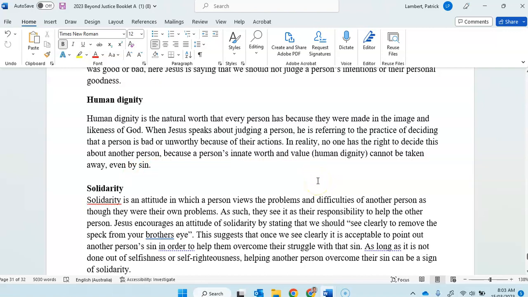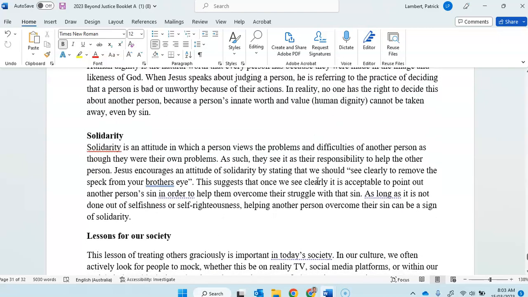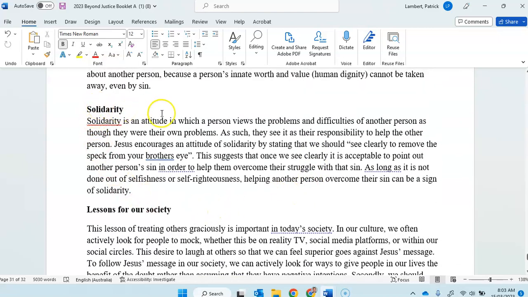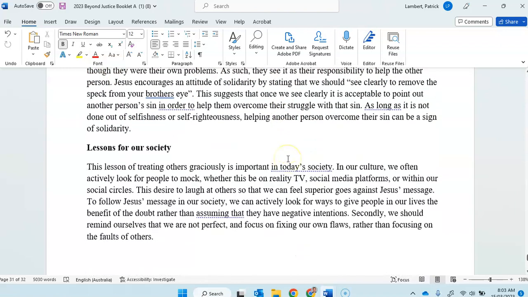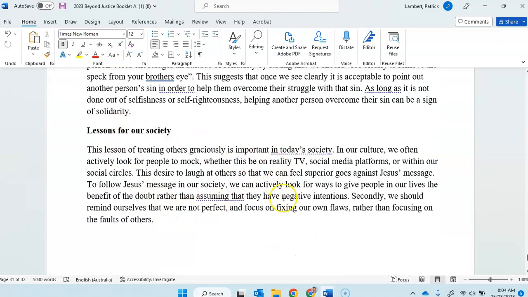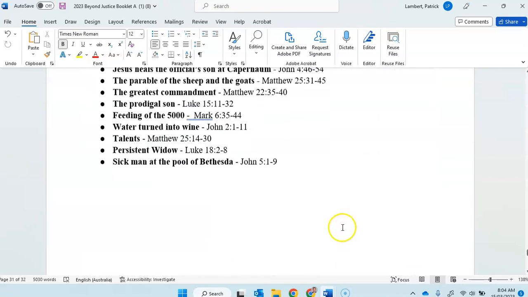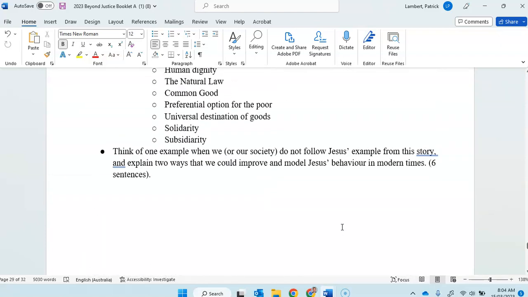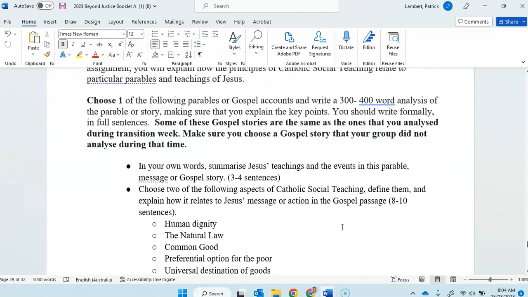In reality, no one has the right to decide this about another person because a person's innate worth and value, dignity, cannot be taken away, even by sin. So no matter how much you don't like a person or how badly they act, that dignity that they get by virtue of their birth is not taken away. We remember that. And then solidarity, one of the ones we're having a look at this morning, and then lessons for us, not just for other people somewhere out there, but lessons for us and what we can do. That's the sort of thing we are looking at for our social justice assignment.